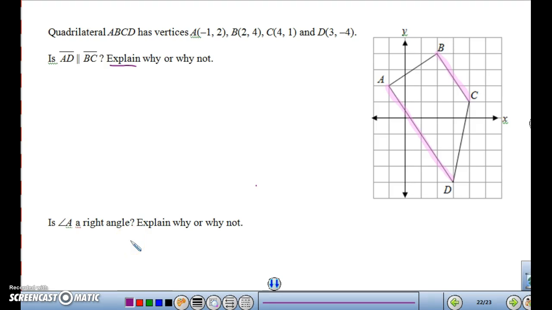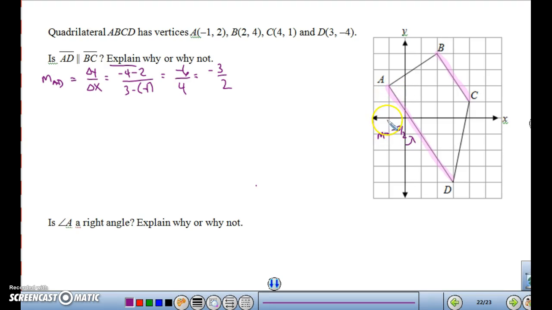Well, what do we know about parallel lines? Parallel lines have the same slope. So let's see if AD and BC have the same slope. I'm going to use m for the slope of AD. To find the slope of AD, I need to use delta y over delta x, or I can just count on the graph. Let's use delta y over delta x just to make sure we got it. I have to use A and D for my points. So change in y is going to be negative 4 minus 2. Change in x is going to be 3 minus negative 1, which is negative 6 over 4, which is negative 3 over 2. So the slope of AD is negative 3 over 2.